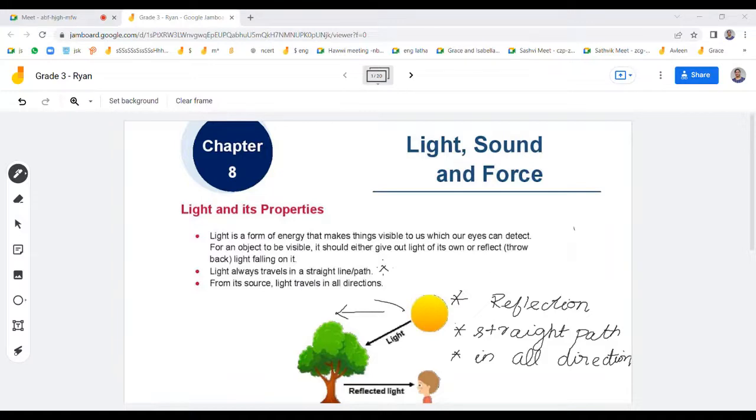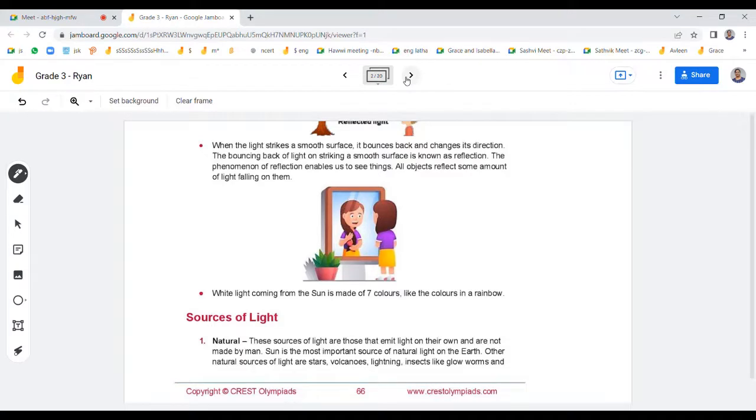They have explained the same thing. You just read the first para. When light strikes a smooth surface, it bounces back and changes its direction. The bouncing back of light striking a smooth surface is known as reflection. The phenomenon of reflection enables us to see things. All objects reflect some amount of light falling on them. We have seen this as the first property, reflection. They have given a definition for reflection.